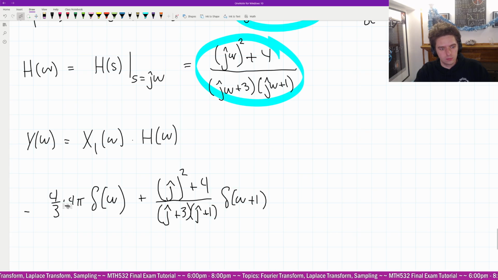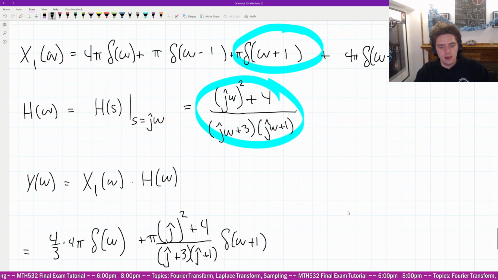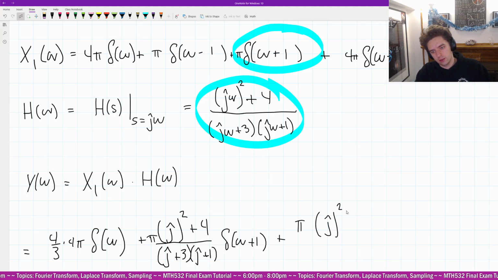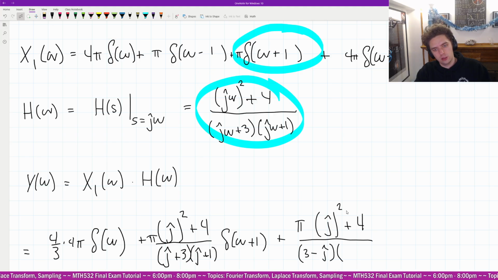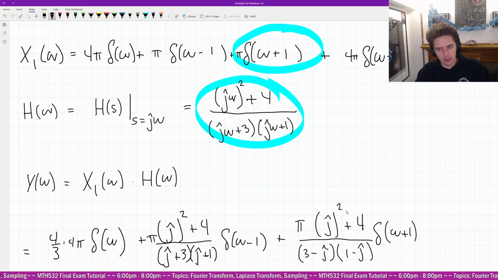And then this one is the same thing, but it's going to be a plus 1 this time. Yeah, this is supposed to be a pi here. The pi plus the pi. Then it's again going to be pi, and this time I'm going to plug in minus 1 for j omega, so it's going to be j squared plus 4 all over 3 minus j, 1 minus j here. Is it omega minus 1, not omega plus 1? Oh, here? Yeah, thank you, that's right. Omega plus 1, delta of omega plus 1.